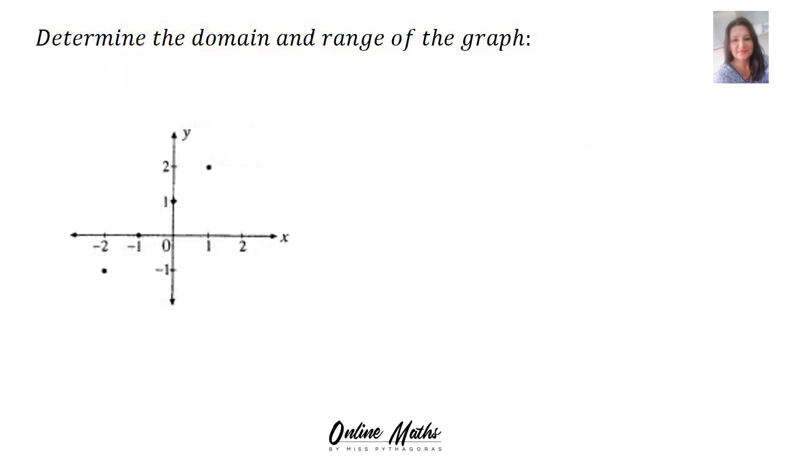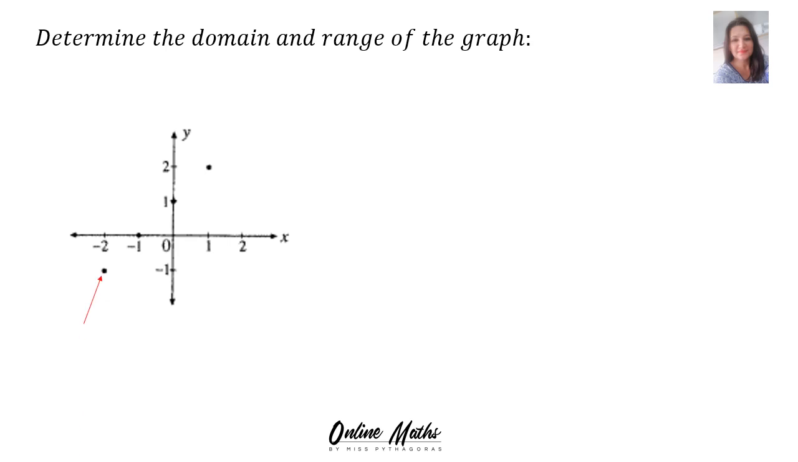Let's look at some examples. Determine the domain and range of the graph. Now, first of all, this graph is discrete. That means it's not continuous. So there's only points on your graph. So therefore, you can only work with the coordinates, the points that were given.